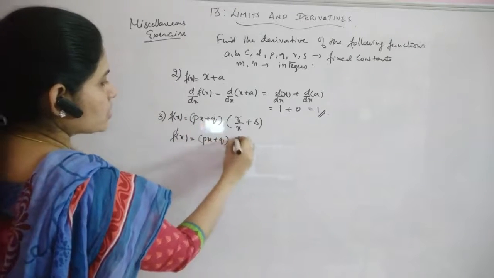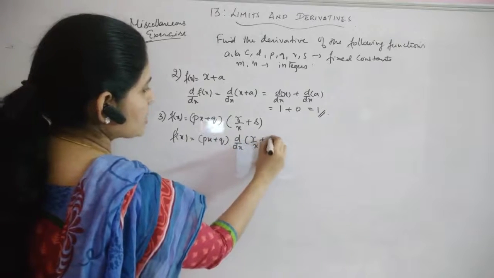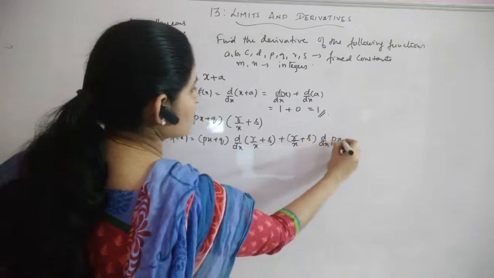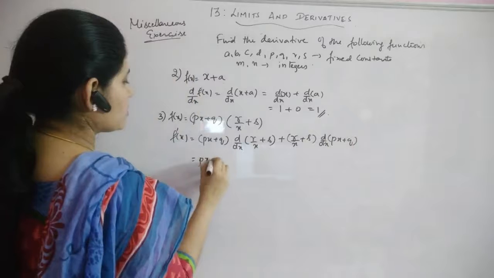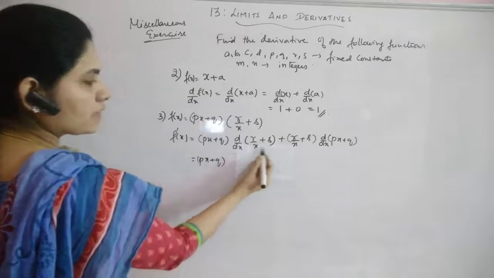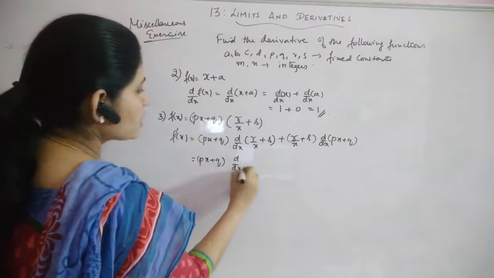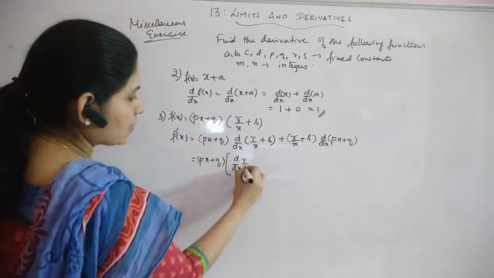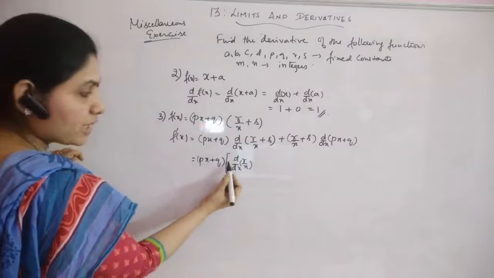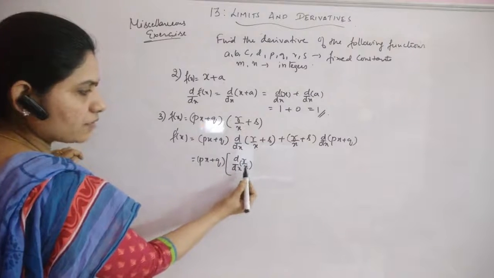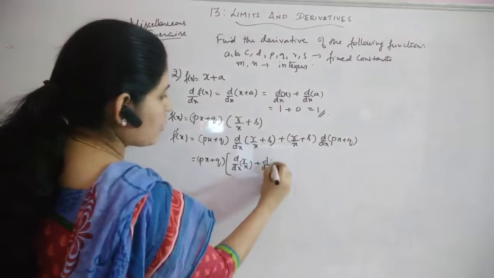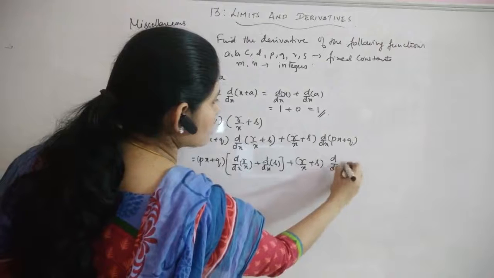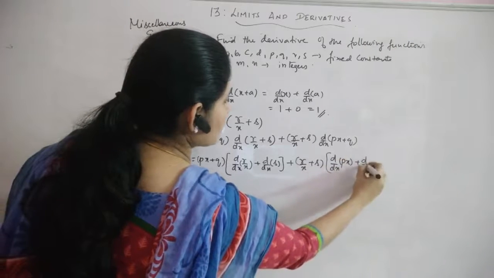px plus q into the derivative of r by x plus s, plus r by x plus s into the derivative of px plus q. That is px plus q into, what is the derivative of this? The derivative of r can be taken out here. If you are taking out r like this, r by x, here again you can take r out of the derivative part, so that it becomes r into d by dx of 1 by x plus d by dx of s, plus r by x plus s into d by dx of px plus d by dx of q.